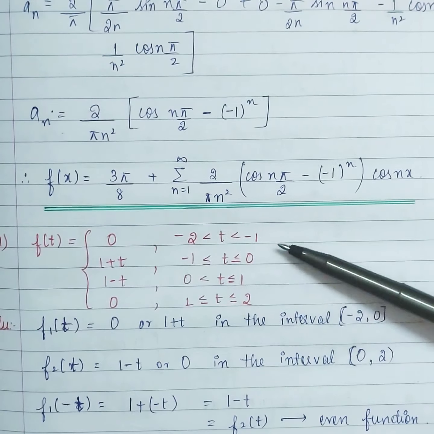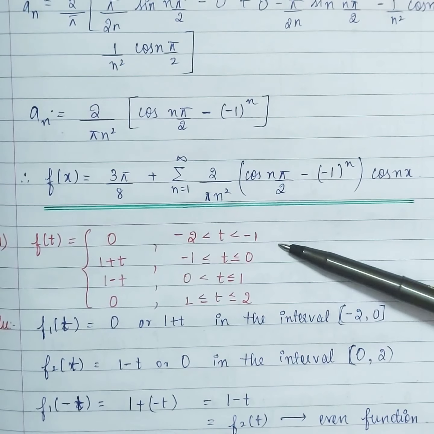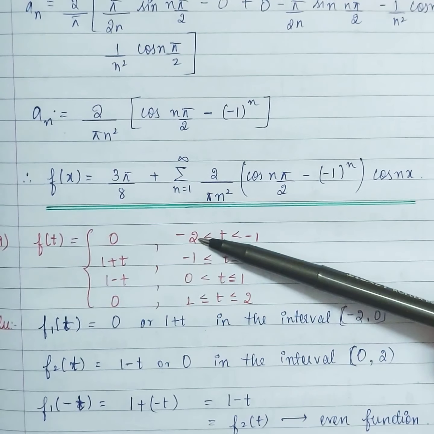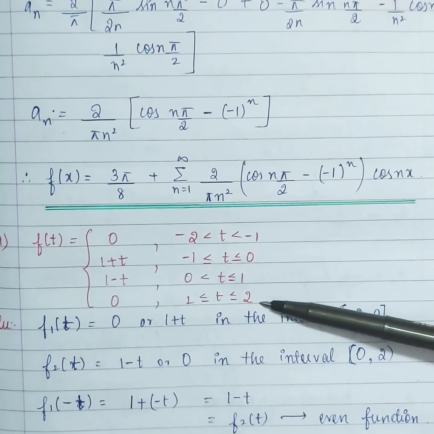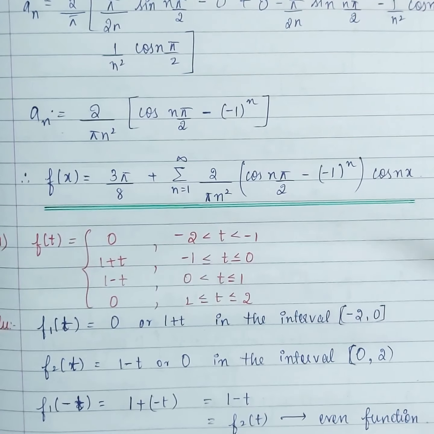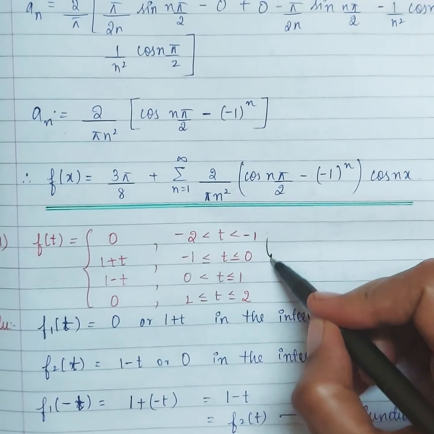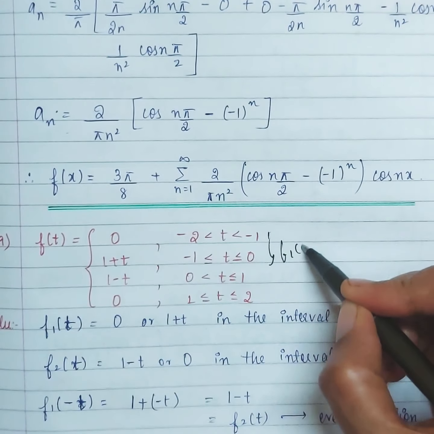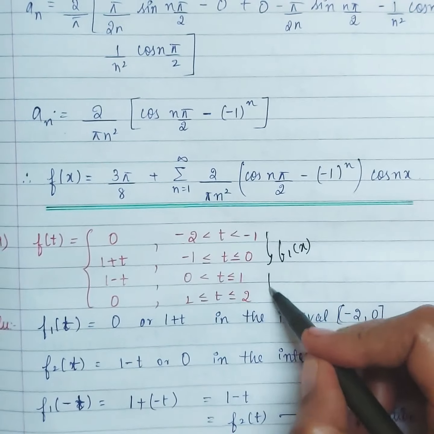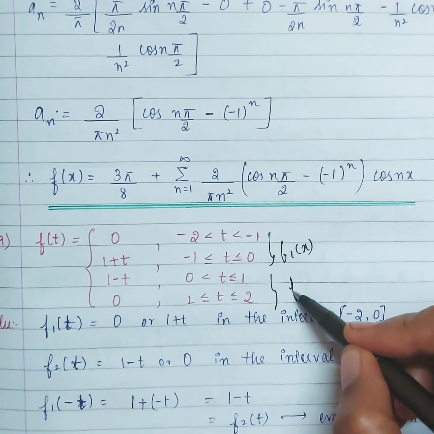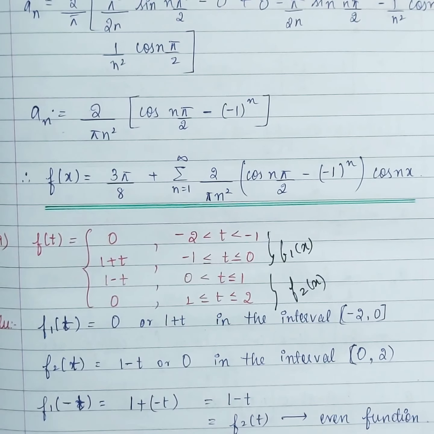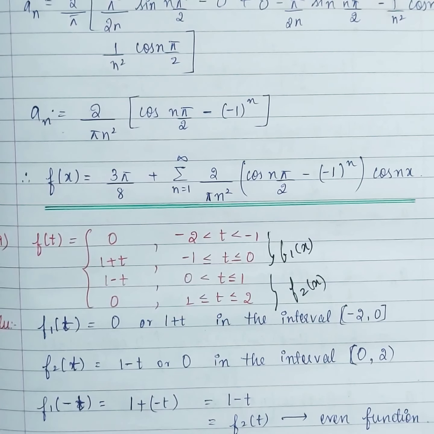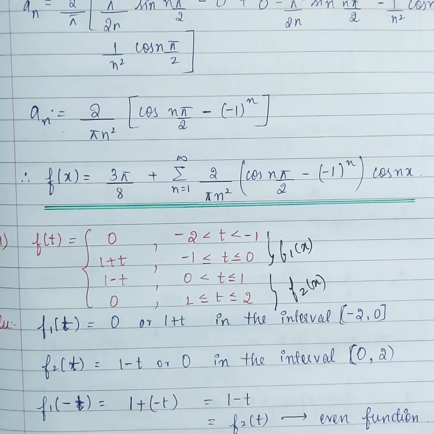Similarly, if you see this problem, this is in an arbitrary interval. See the first one, minus 2, and the last one, 2. That is minus L comma L, an arbitrary interval. So the first two functions are my function f1 of x, that is minus 2 to 0. And 0 to 2 is my second function f2 of x. If I replace x by minus x, here in the place of x we have t, so minus t, I should get the second function.